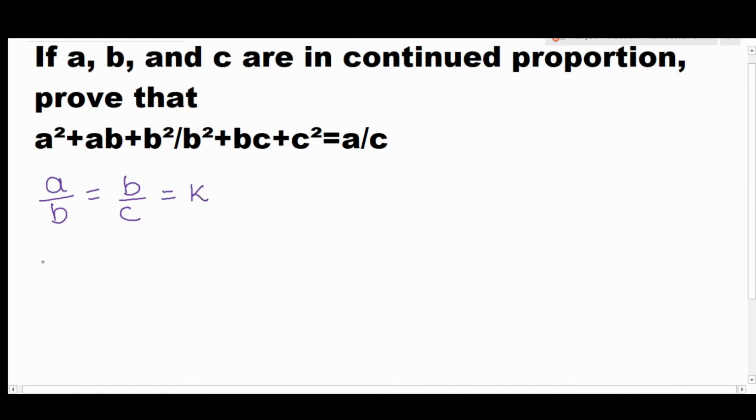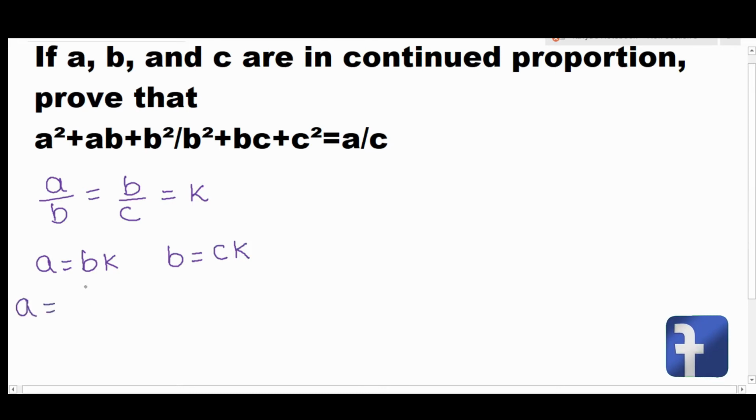If I assume it as k, what I get? a/b = k, so a is equal to b into k. Next, b is equal to c into k. Let me substitute this b in the a value. What I get, you can see, in the place of b, I substitute ck.